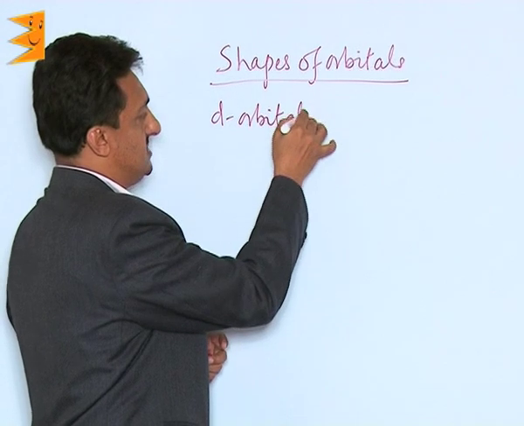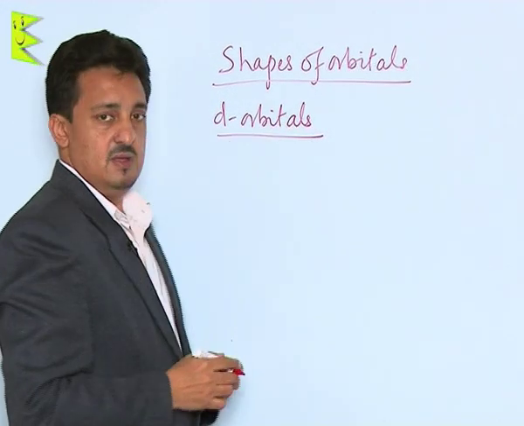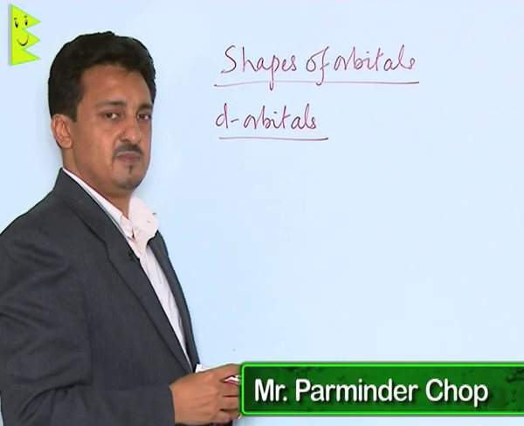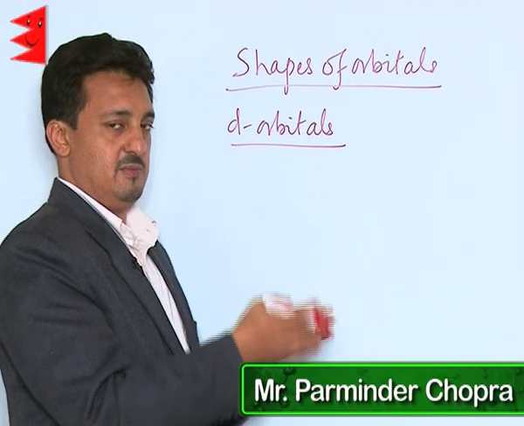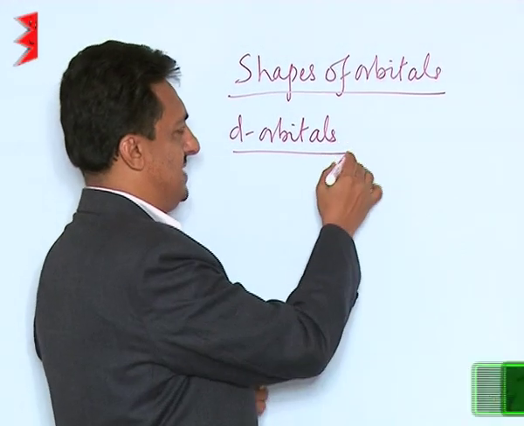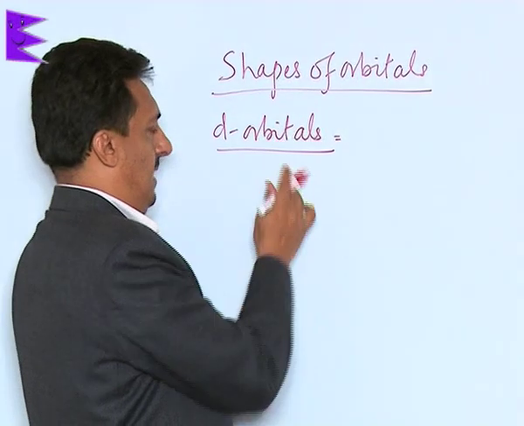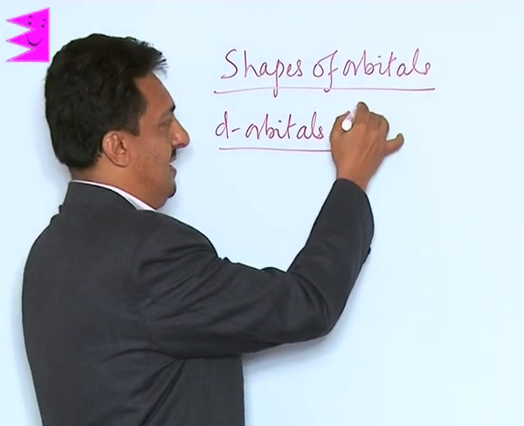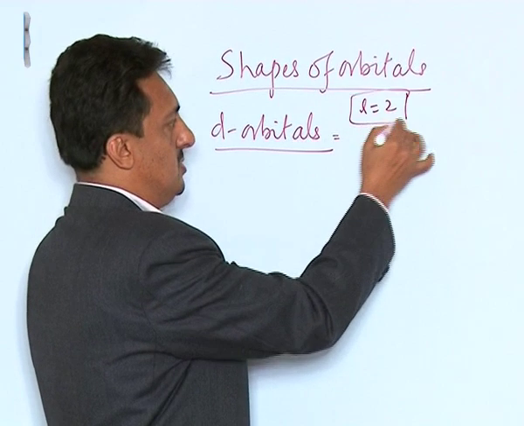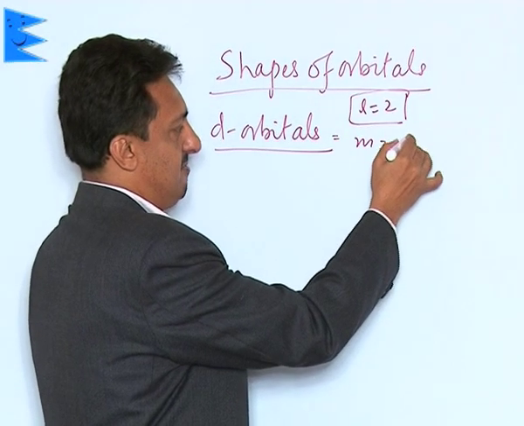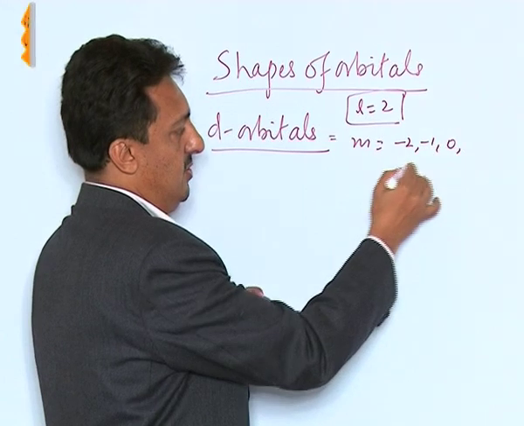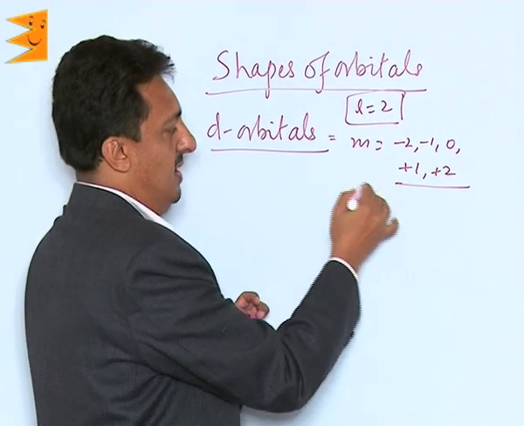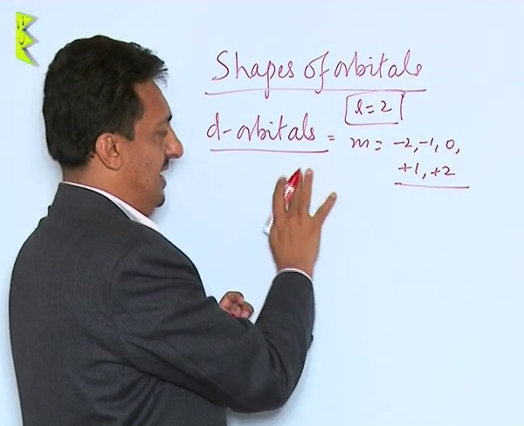D orbitals. The word d is obtained from diffuse, p was from principal, s was from sharp. The d orbitals we know are the divisions of the d subshell, and since l for them is 2, m will have possible values minus 2, minus 1, 0, plus 1, plus 2. So it has 5 values.